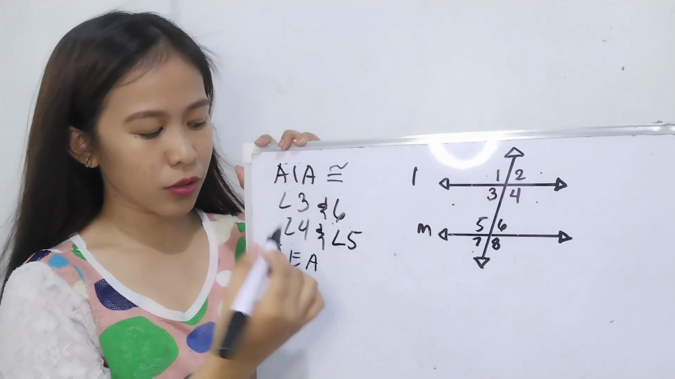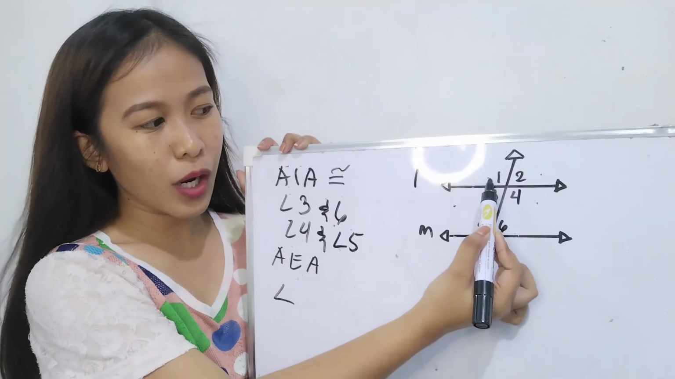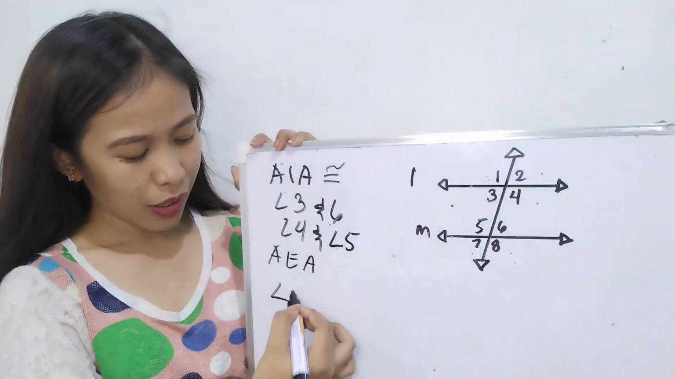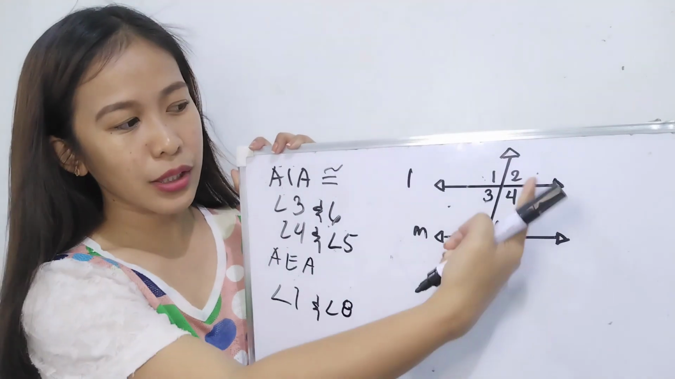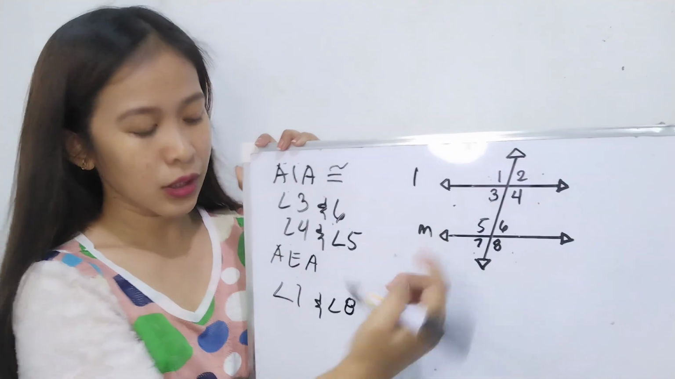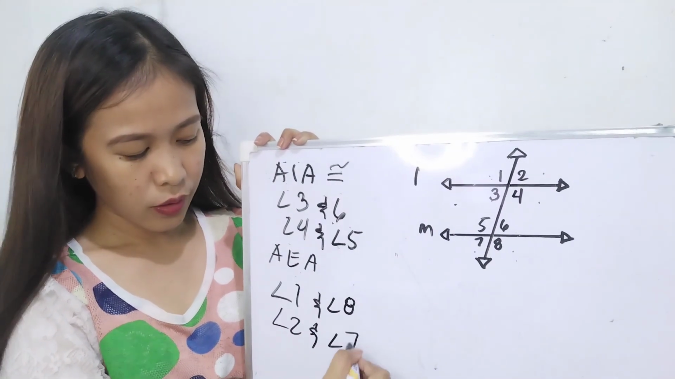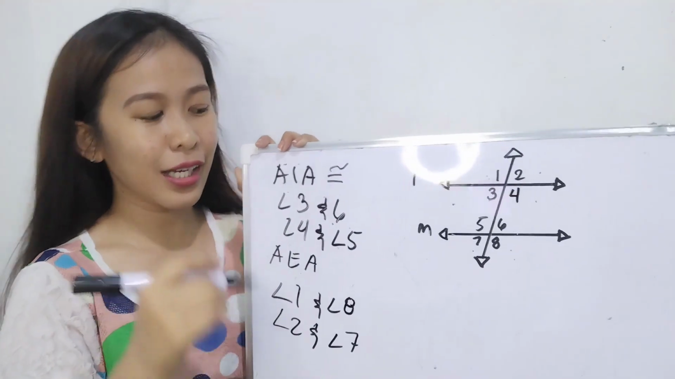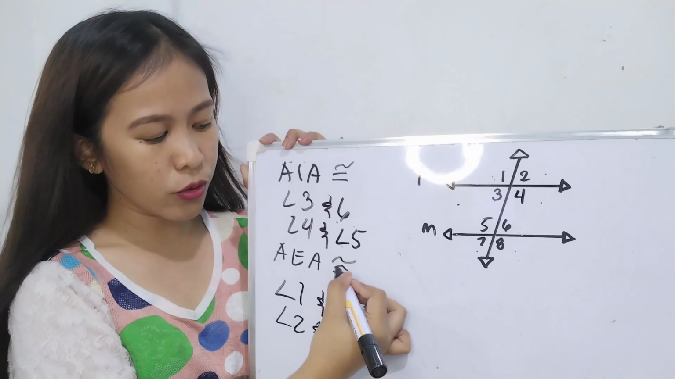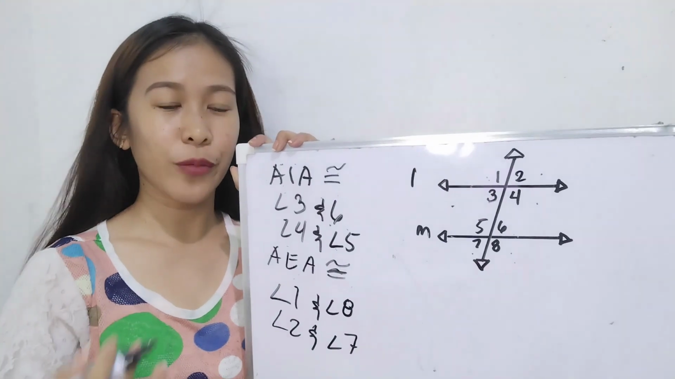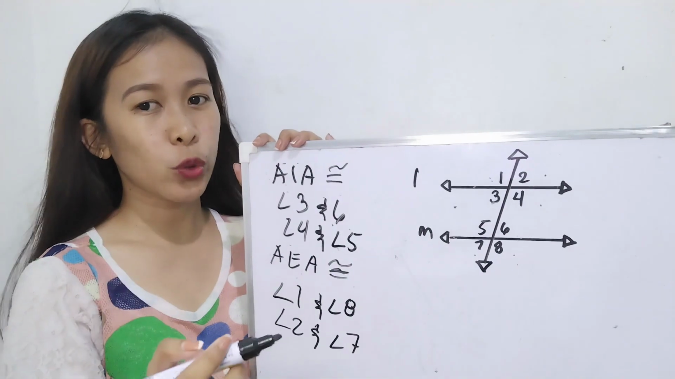And alternate. Meaning to say, the pair of alternate exterior is angle 1 and angle 8. And the next pair is angle 2 and angle 7. Okay? And always remember, alternate exterior angles are also congruent, or meaning to say, they have the same measurement.